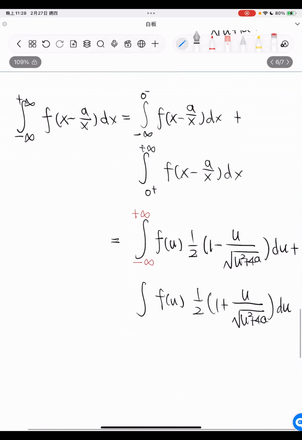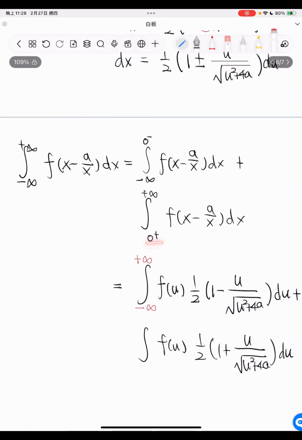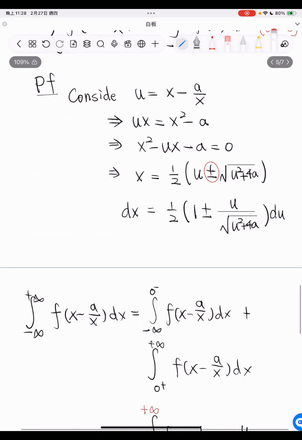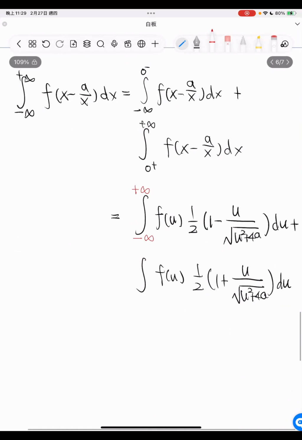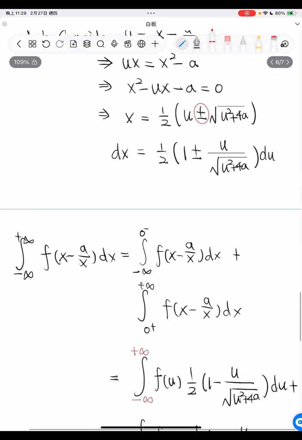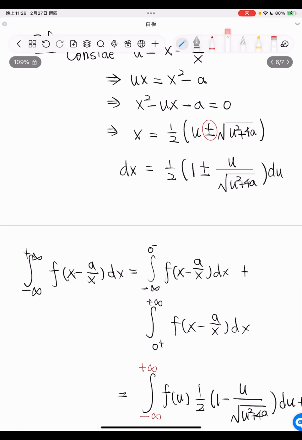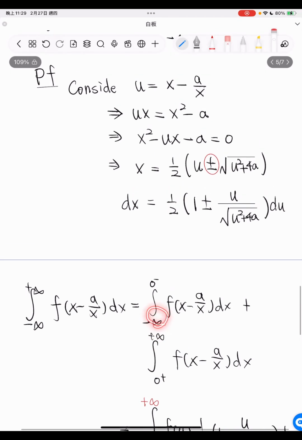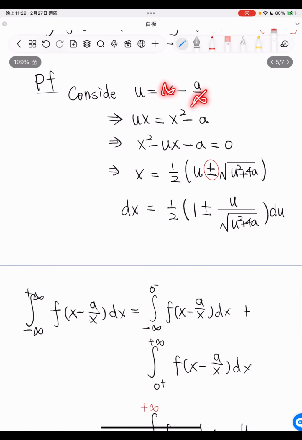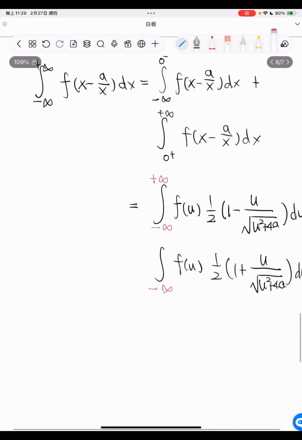And this is x approaching 0 from the right-hand side. So this is 0 and this approaches minus infinity because a is positive, so u approaches minus infinity. And when x is equal to infinity, this approaches 0, so u approaches infinity.